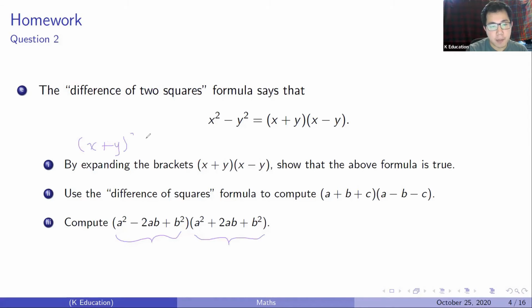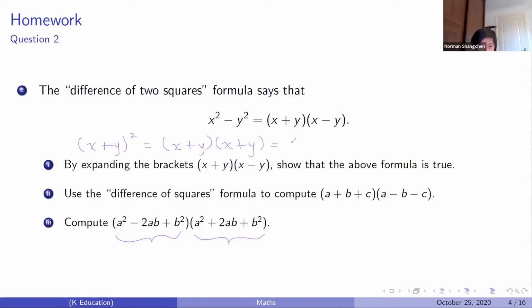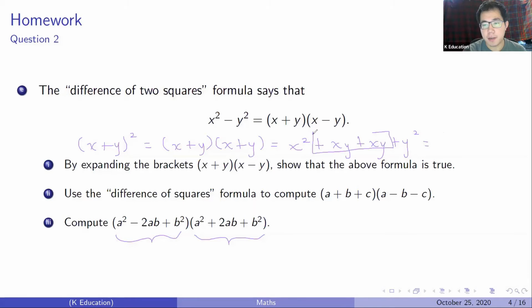Okay, let's expand x plus y squared. What happens if I expand x plus y squared? What do I get? x squared plus xy plus xy plus y squared. Simplify for me. The only thing you can simplify is these two, right? So what's your final answer? So x squared plus 2xy plus y squared.